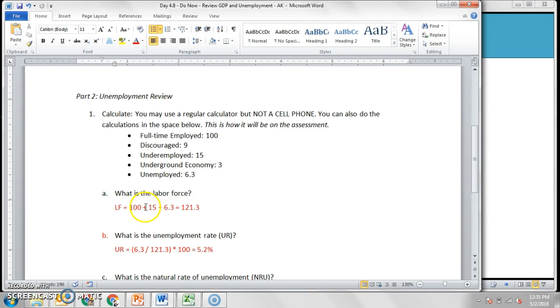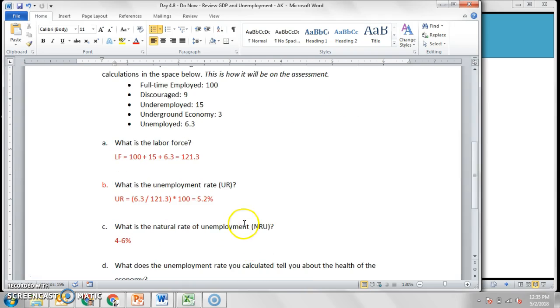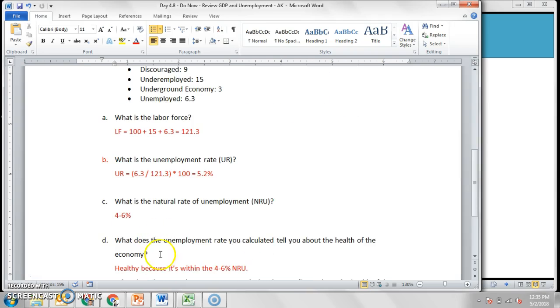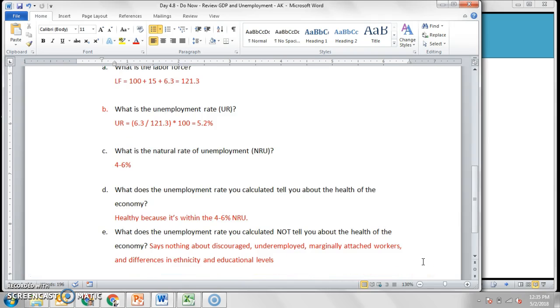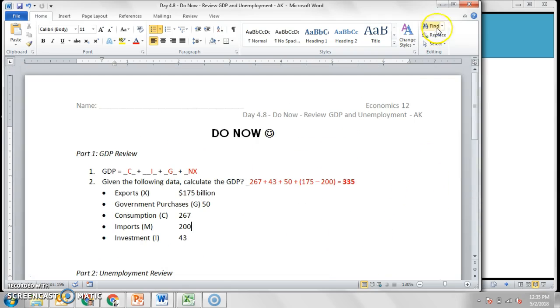So that's 100 full-time plus 15 underemployed plus your unemployed for 121.3. Then we can plug that into our formula for the unemployment rate and get 5.2. The natural rate is 4 to 6. We know that our 5.2 is within, so that's healthy, but it does not say anything about discouraged, underemployed, marginally attached workers, and differences in ethnicity and educational levels. Make sure you know how to do problems like this because these are what you're going to see on the test.